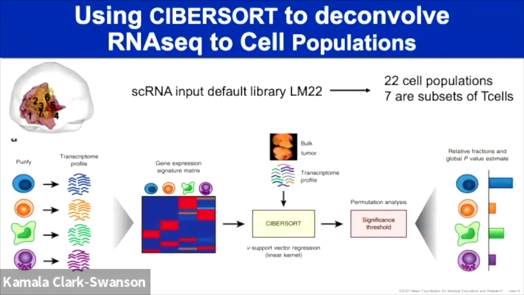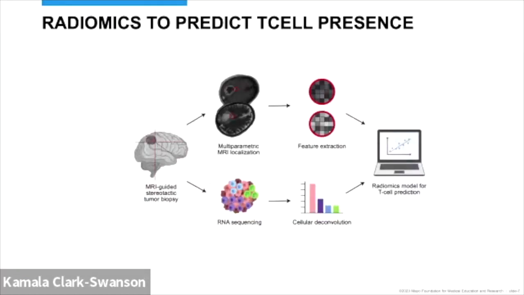The library that we were using for the single cell was a default library in CIBERSORT. It was leukocyte, so I think it is pretty focused on the hematopoietic system, but it breaks it down into 22 cell populations. 7 of them are different T cell subpopulations. So when I talk about T cells later, I am going to be talking about the sum of all of those T cells.